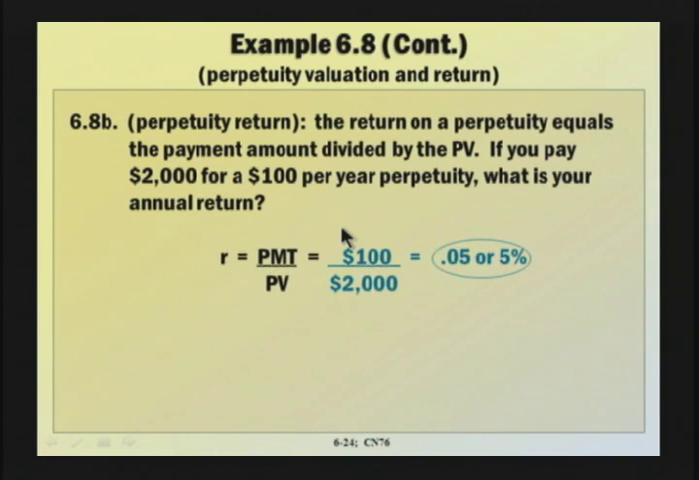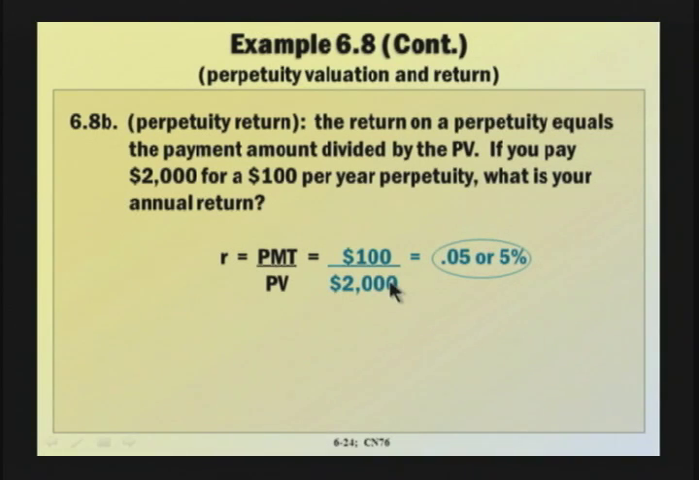The return on a perpetuity is simple as well. It's simply the payment divided by the present value of the perpetuity. In this example, 6.8 Part B, I am told that I pay $2,000 for the perpetuity and it gives me a $100 annual cash flow. What kind of return am I earning on my $2,000 investment if I get $100 per year? Well, I take the $100 payment, divide by the $2,000 I invested, and that gives me a 5% return for every year. Because each year I get $100. I invested $2,000 up front, so I'm getting a 5% return for each year.